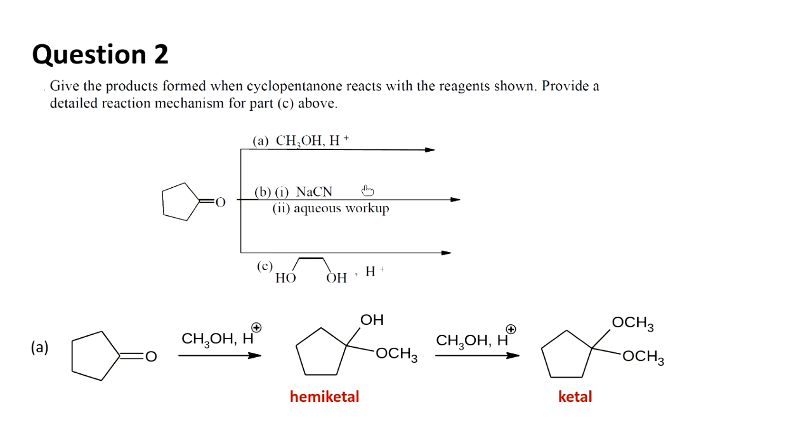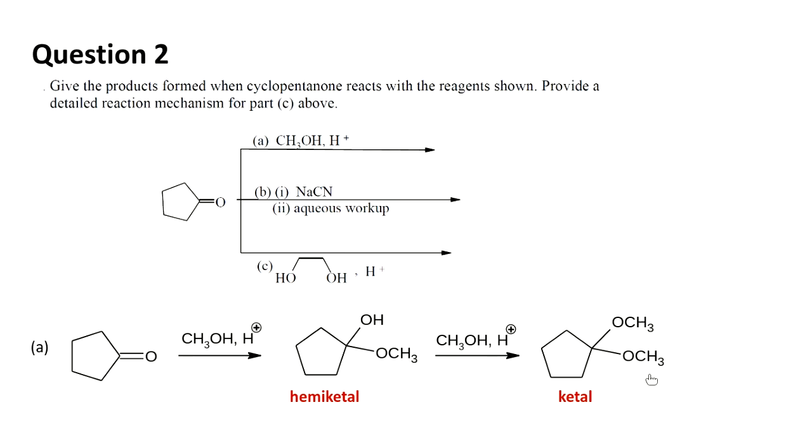So the first thing that happens is that we are going to add one molecule of the alcohol to the ketone, and we end up with a hemiketal. Now, once there is excess alcohol and acid in the reaction, this hemiketal will be further reacted to give the ketal. So we'll have two molecules of the alcohol reacting with the ketone.